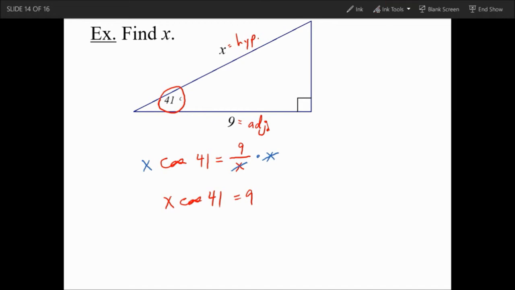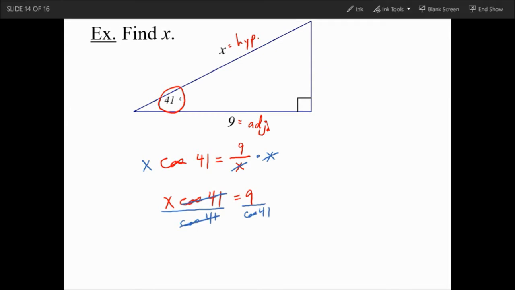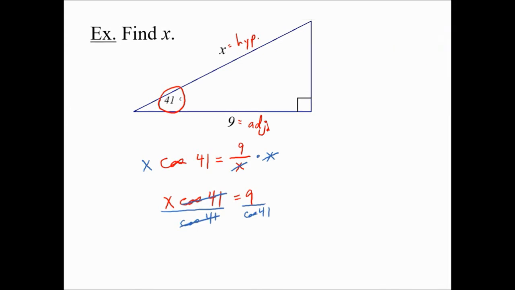Okay, well, here's the next part. Again, I want to get x by itself. Notice that x is being multiplied by a number. Cosine 41 is just a number. It's a weird-looking number, but it's still just a number. So to get the x by itself, I'm going to divide both sides by whatever the x is being multiplied by. I'm going to divide both sides by cosine 41, so that these cancel out. So I end up getting that x is equal to 9 divided by cosine 41.